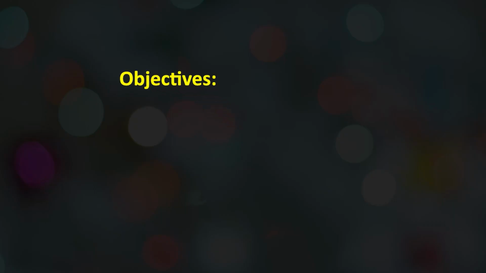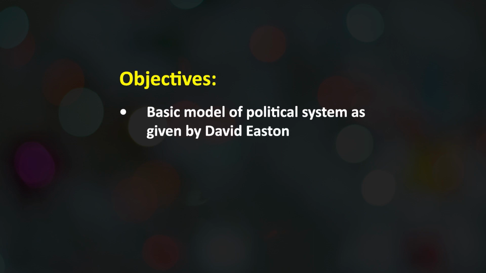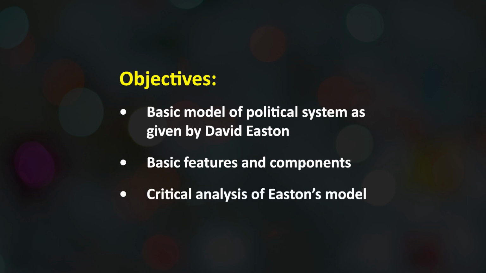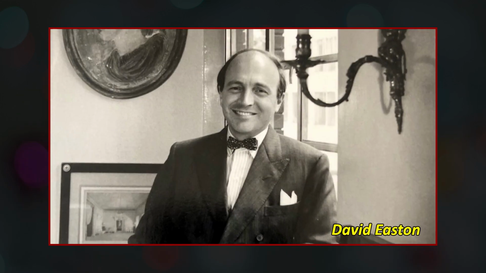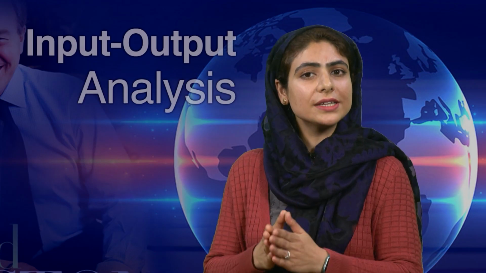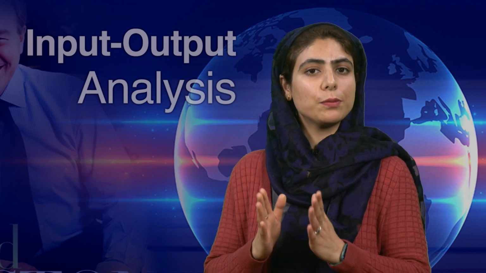Objectives of the lecture are to understand the basic model of political system as given by David Easton, to outline its basic features and components, and to have a brief critical analysis of Easton's model. Dear students, David Easton is the first political scientist to have developed a systematic framework for the study of politics on the basis of systems analysis approach.